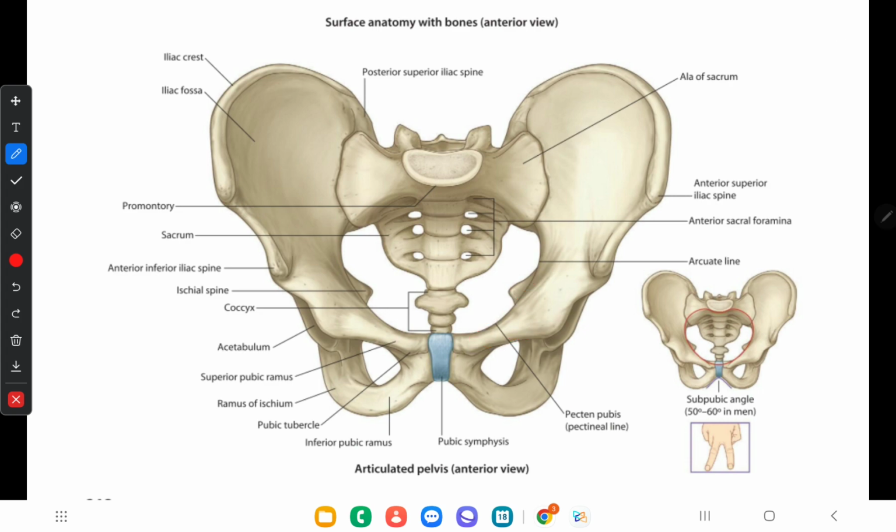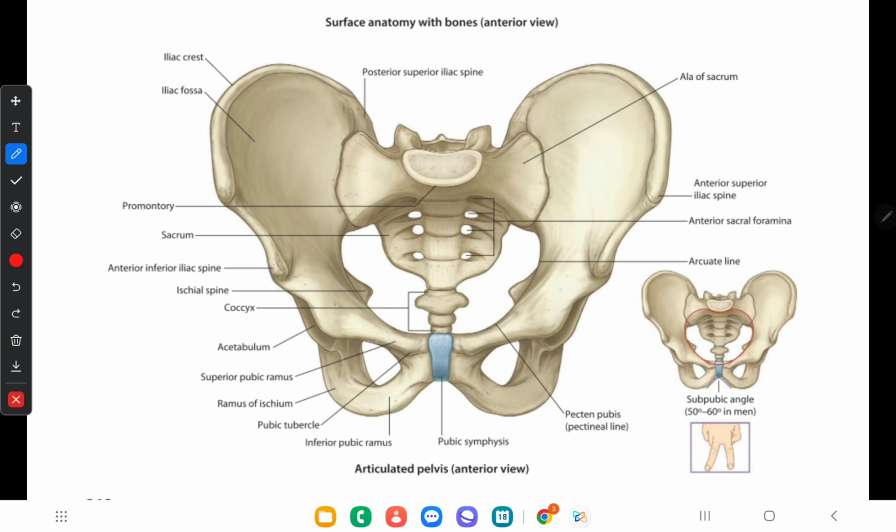In the superior ramus, there are three borders: the obturator crest, the pectineal line, and inferiorly the upper boundary of the obturator foramen. This is the pectineal line and it is continuous with the arcuate line. This is the obturator crest or anterior border, and this is the inferior border or the upper boundary of the obturator foramen.